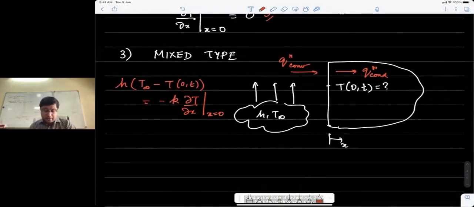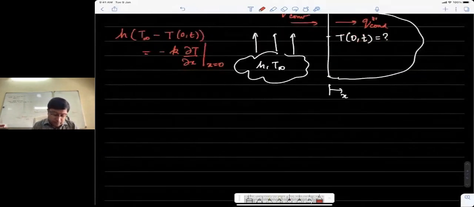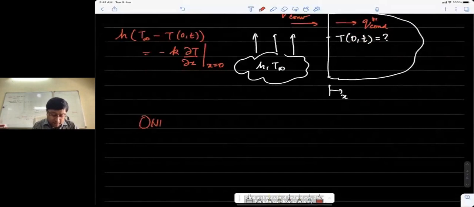Okay, so let's begin with the first formal analysis of conduction heat transfer, and we will be tackling one-dimensional, steady-state heat conduction.